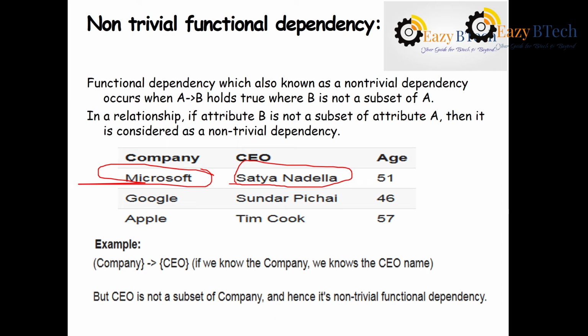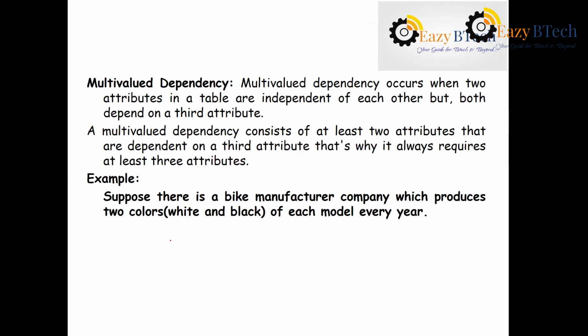B is not a subset of A. Why? Because Satya Nadella is right now at Microsoft, maybe he joined another company also. Sundar Pichai, first in 2002, was an employee in Google, then team lead, and right now he is the CEO. Maybe sometime Microsoft offers Sundar Pichai around 100 crores, and he may shift. That's why this is not a subset. This is called a non-trivial functional dependency.